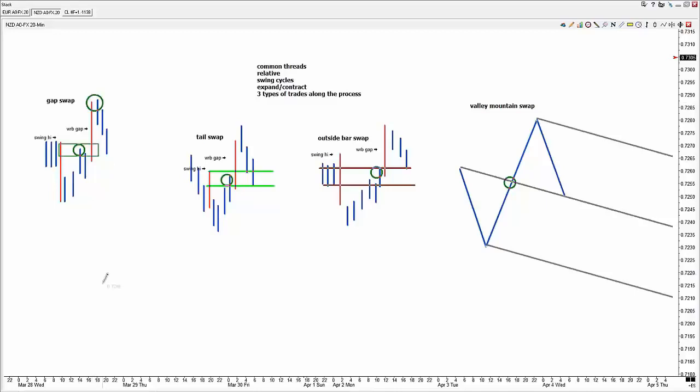So, expand, possible continue. Expand, possible continue. Possible reverse of the gap swap. Possible reverse of the tail swap. Possible reverse of the outside bar swap. Possible reverse. When you draw a median line, these basic options are built into it. Then I went and got all complicated last week and talked about a sub option down here and a sub option down here. But these are built into it, okay?